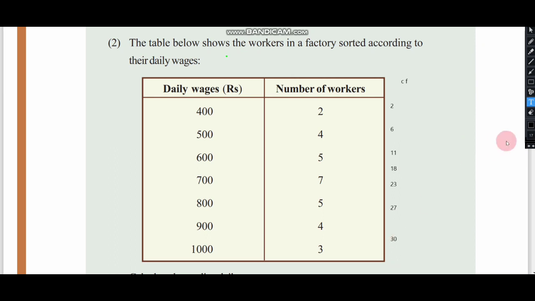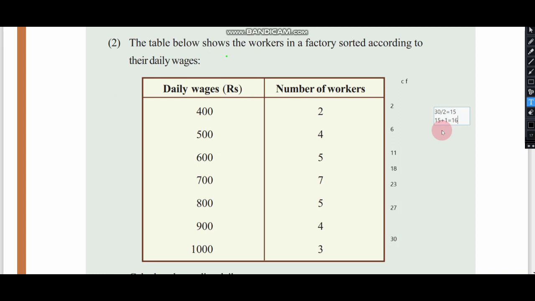Here n is equal to 30. Then what is n by 2? n by 2 is 30 by 2. What is 30 by 2? 30 by 2 is equal to 15. Then what about n by 2 plus 1? n by 2 plus 1 is equal to 15 plus 1, that is equal to 16.